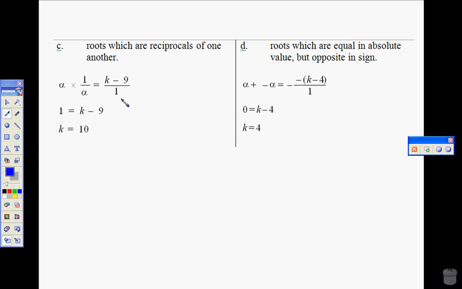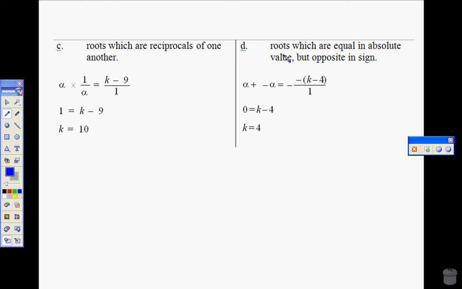This time we're told the roots are reciprocals of one another, so we let one root be alpha, the other root be 1 on alpha, and that would be equal to the product of the roots equal to c on a. And c was k minus 9, a is 1, the reciprocals multiply to give us 1, k minus 9 over 1 gives us k minus 9, and k would have to be equal to 10.